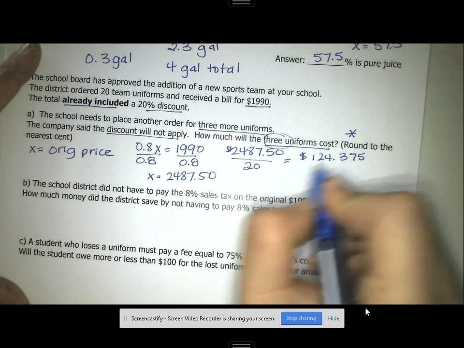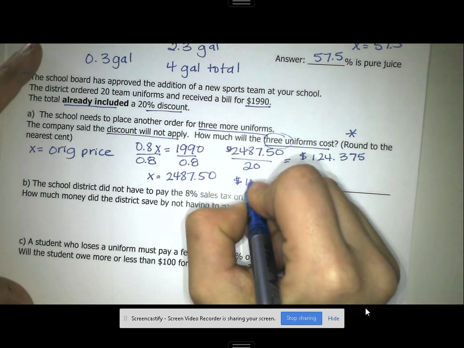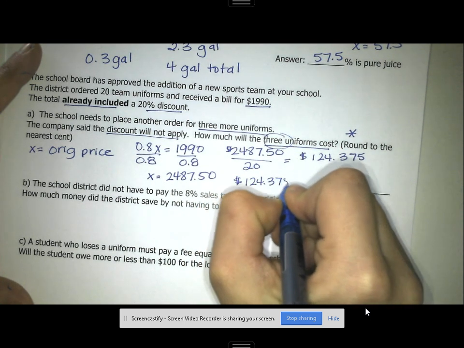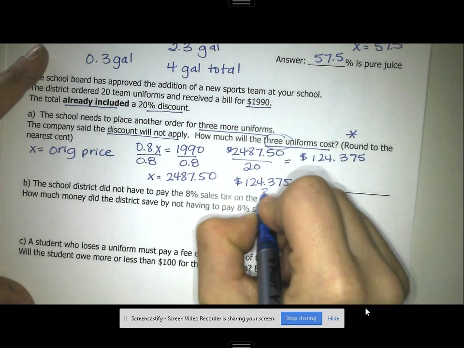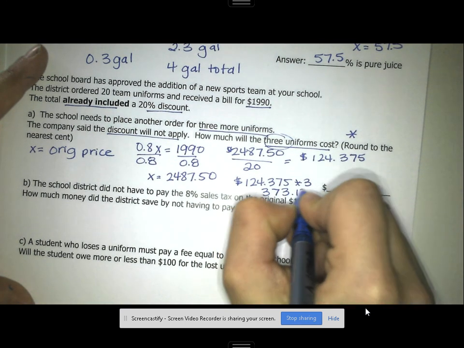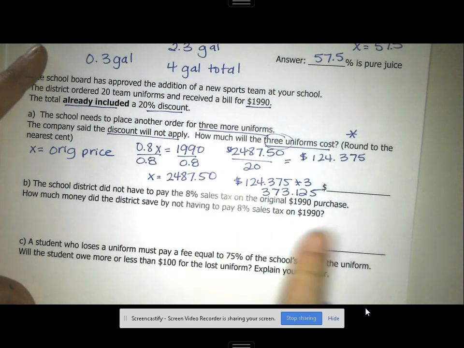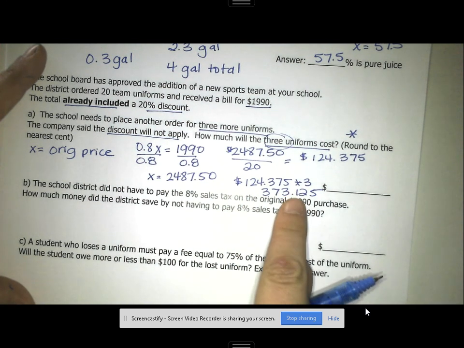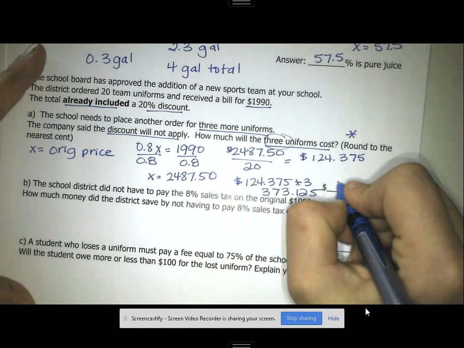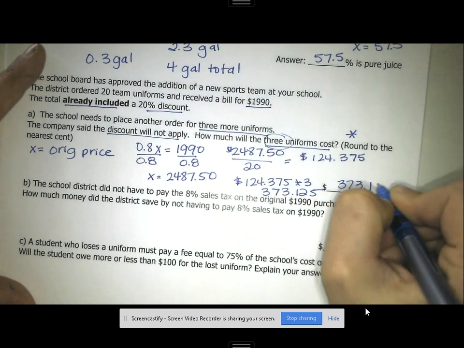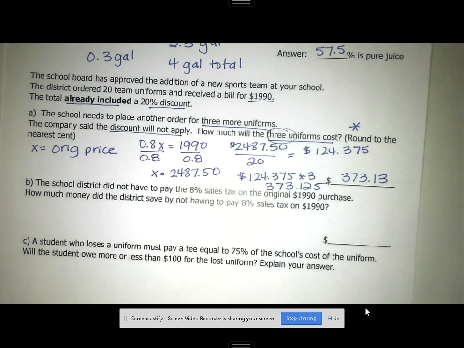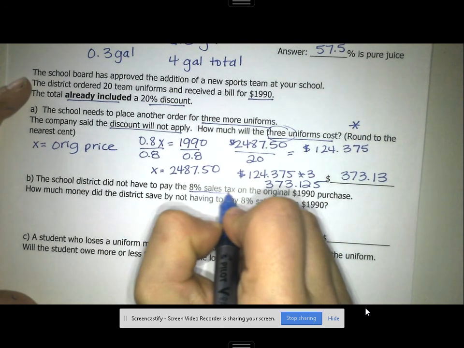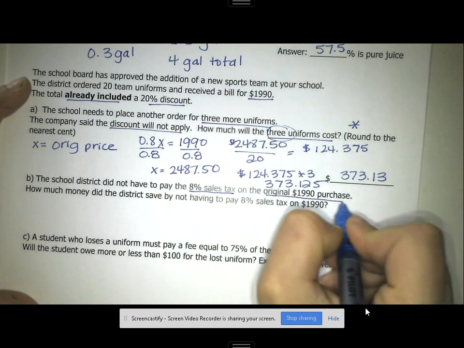So I'm going to take this amount. This is the unit price for one uniform, and I'm going to multiply it by 3. And I get 373.125. And that's the price for 3 uniforms without a discount. So now I'm going to round it to $373.13. The school district did not have to pay the 8% sales tax on the original $1,990 purchase.